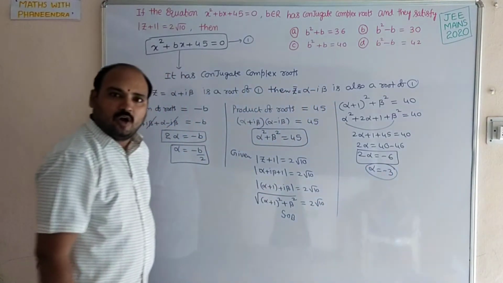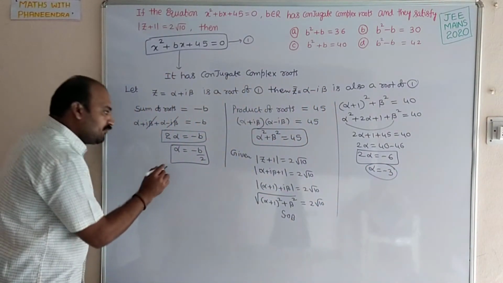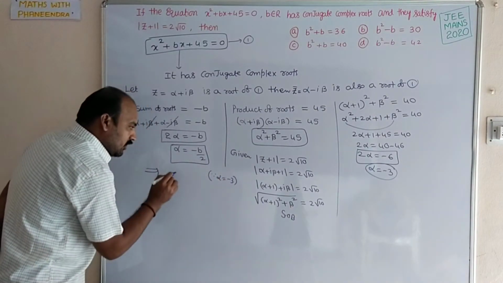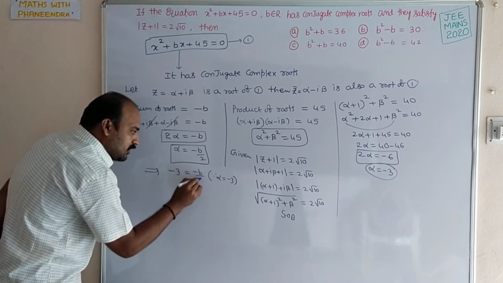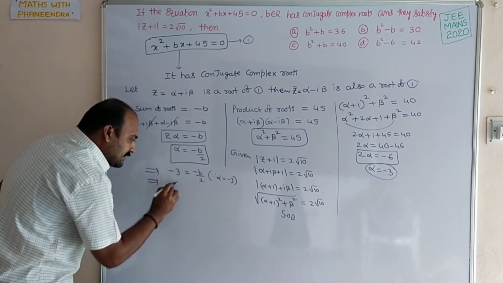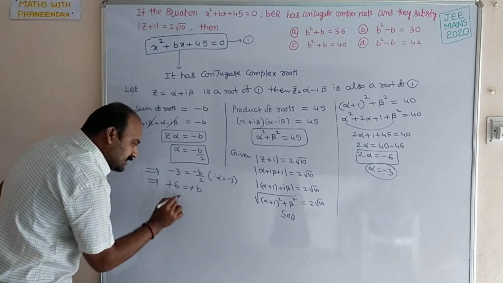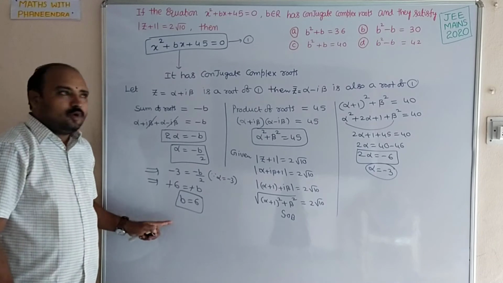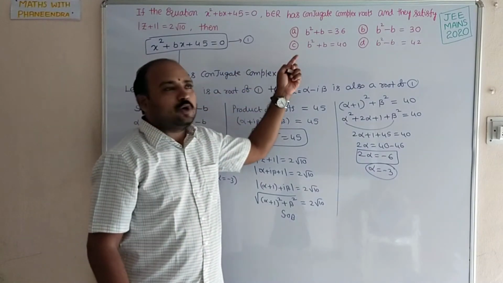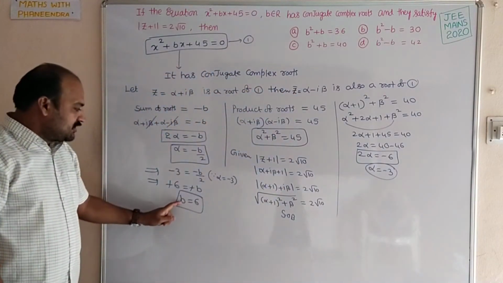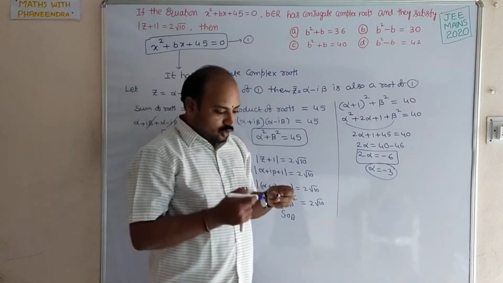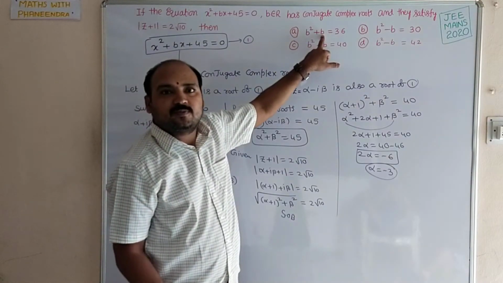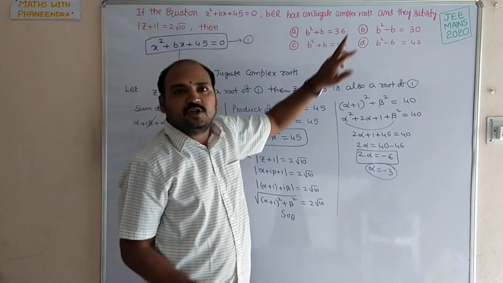After getting the value of alpha equal to minus 3, substitute here. Since alpha equal to minus 3, minus 3 equal to minus b by 2, cross multiply. Minus 6 is equal to minus b, minus minus get cancelled, b is equal to 6. After getting the value of b, you have to verify among the options which option is going to satisfy. So b is equal to 6, substitute in this. If you substitute in the first option, 6 square, 36 plus 6 is 42. So the first option is not correct.